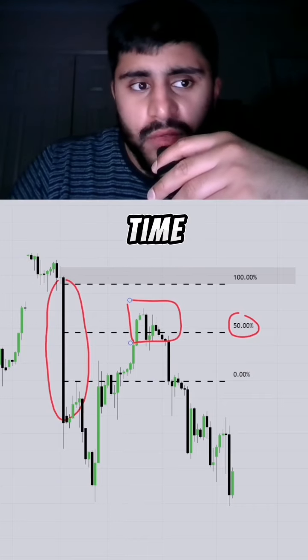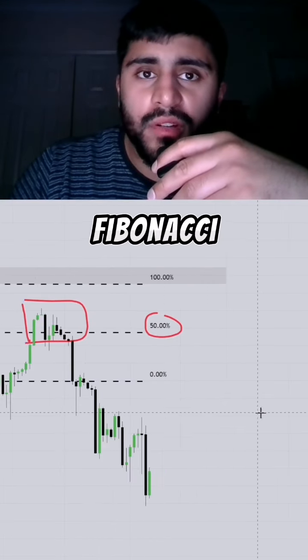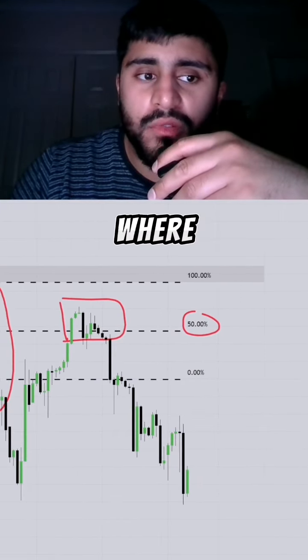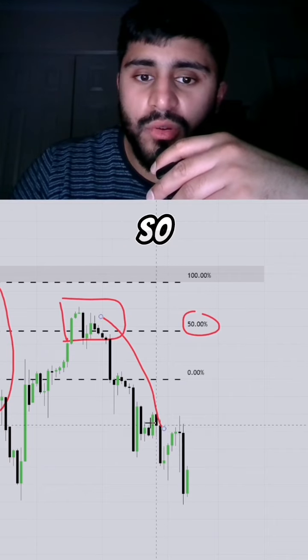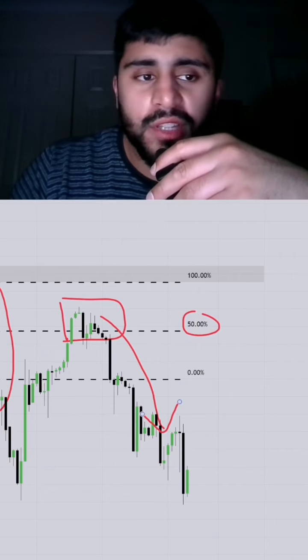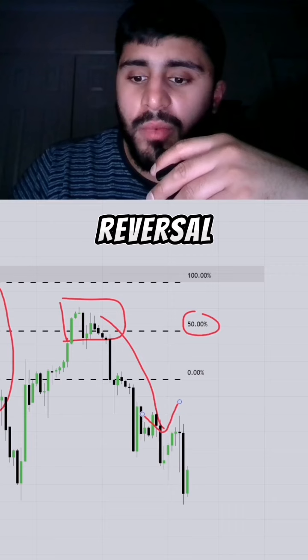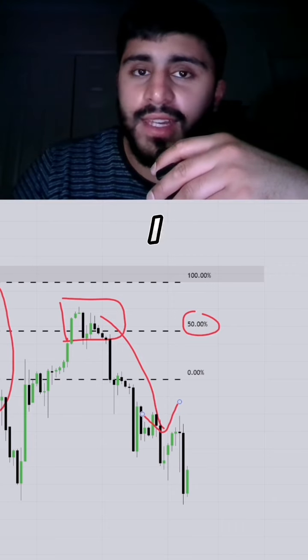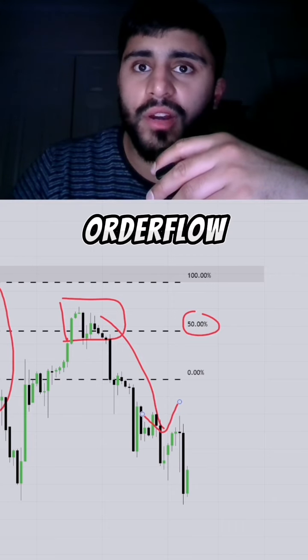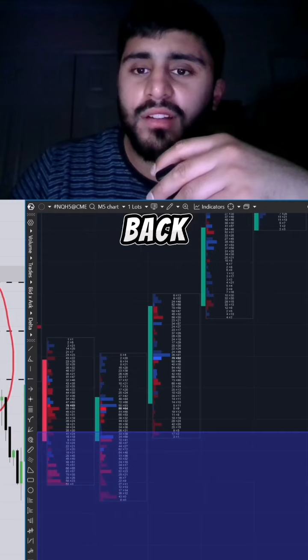So when we have a higher time frame fair value gap, I will often use the Fibonacci tool to understand where the reversal is likely to occur, right? Of course we saw the reversal over here, but the only way you can catch the reversal up here is by using this chart I keep talking about, which is essentially the order flow, right? So again, it comes back to understanding order flow.